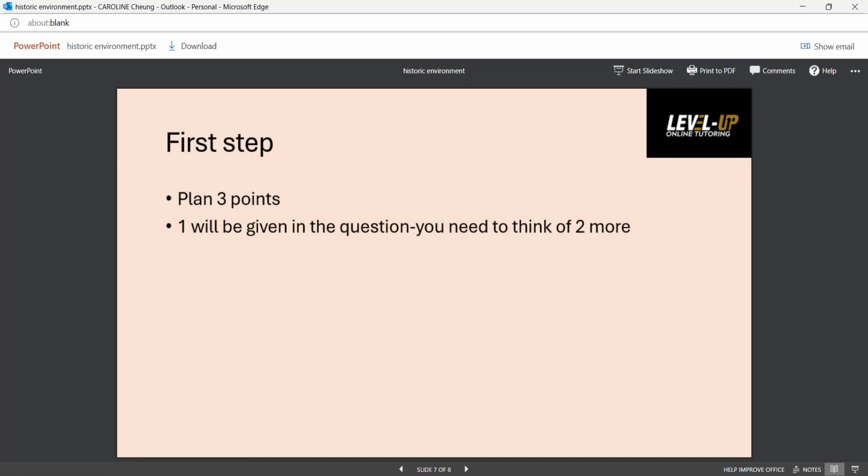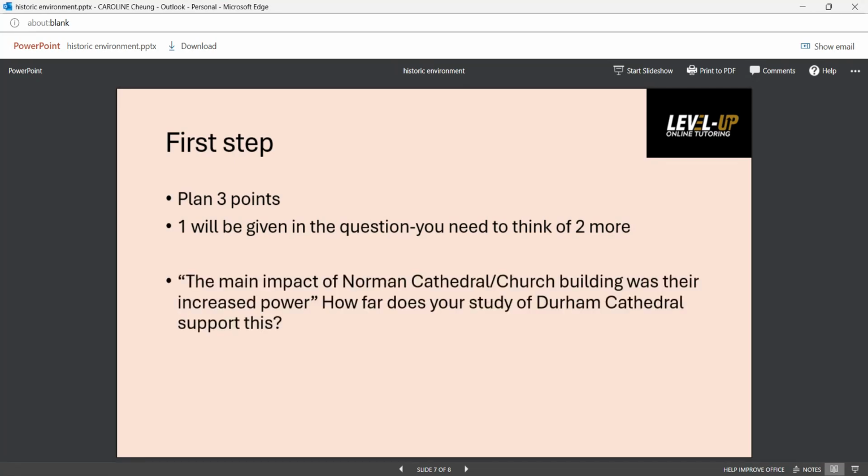Same again, different question. The main impact of Norman Cathedral church building was their increased power. So the reason the Normans are going around building these new cathedrals is to increase their power. How far does your study of Durham Cathedral support this? So they've already given us one reason. So the Normans are building them to increase their power. I need to come up with two more.